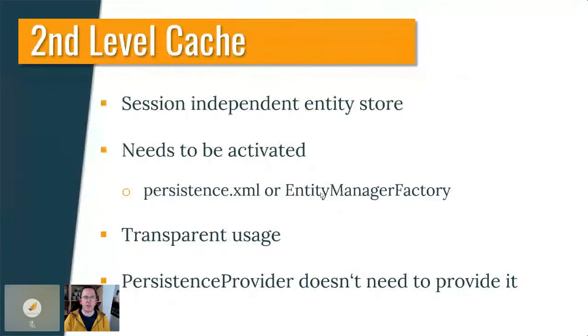If that's the case and you activated the second level cache, I'll talk in a second about how you do that, then Hibernate uses the second level cache totally transparently. You don't need to do anything there. Hibernate automatically uses it whenever you call the entity manager find method or when you traverse the association.